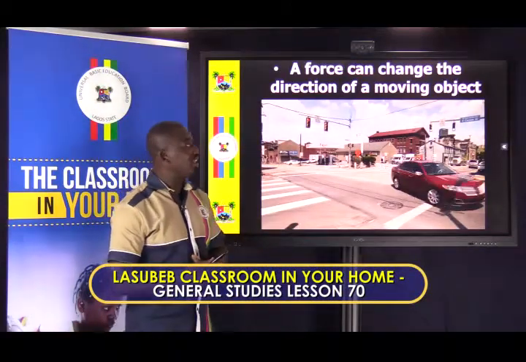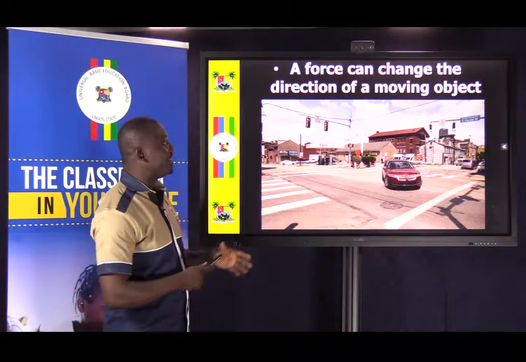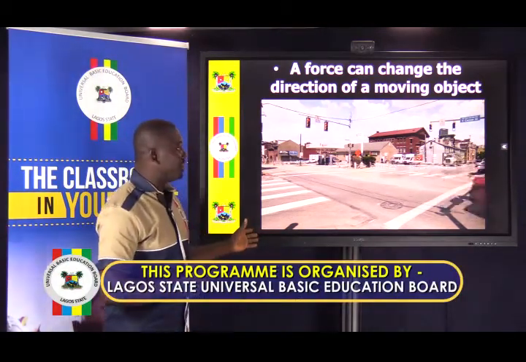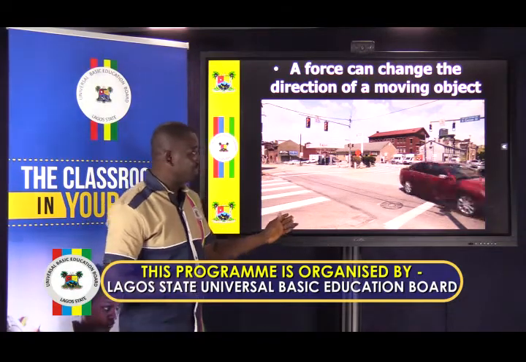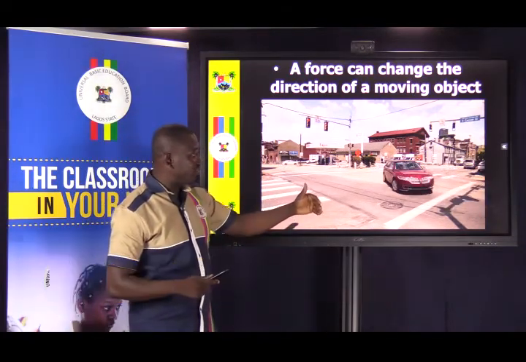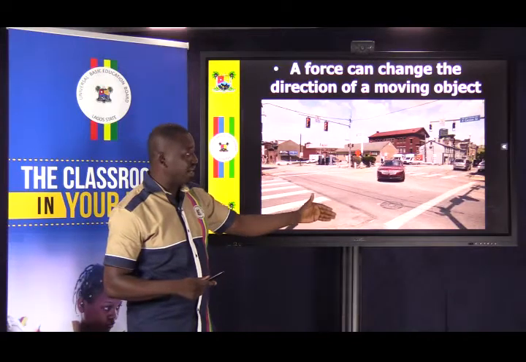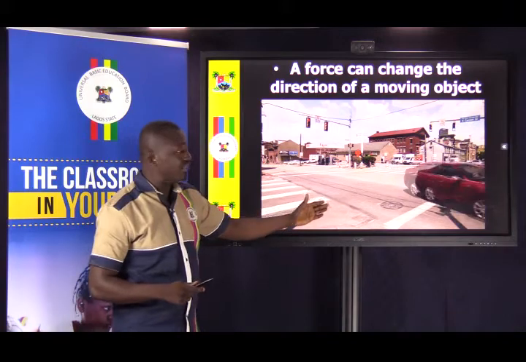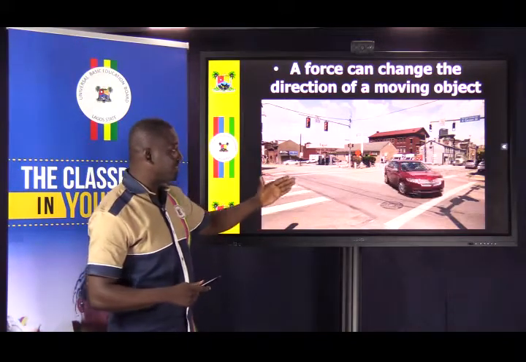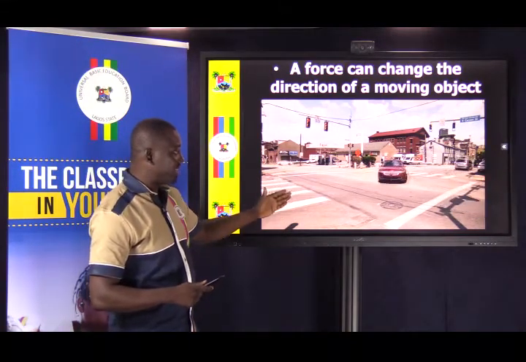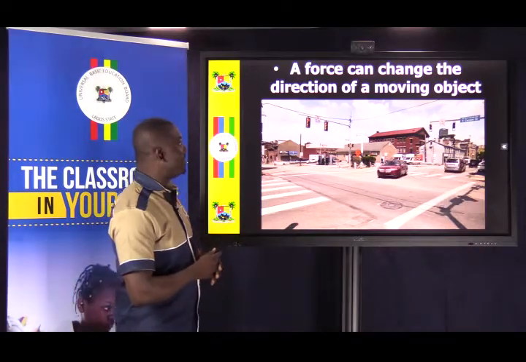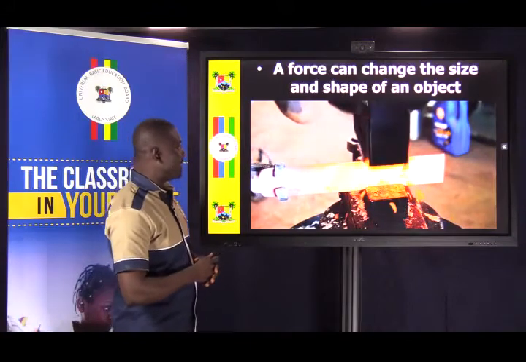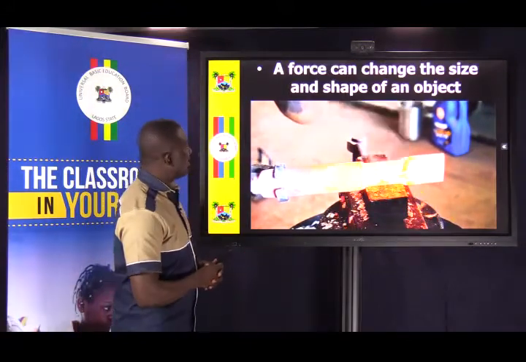A force can change the direction of a moving object. Let's track the screen. You will see the car is turning to the left side because there is application of force. So the direction of the car is changed. Can you see that? Let's take a look again. Can you see that? All right. So a force can change the direction of an object. All right. Let's take a look at another one.